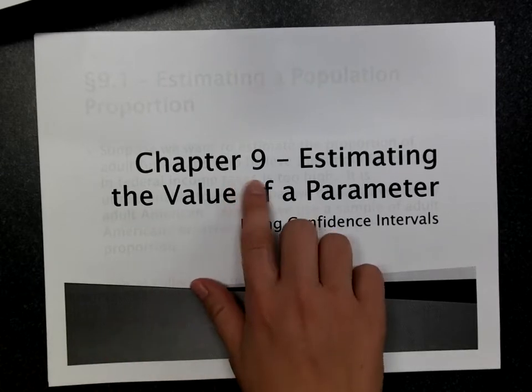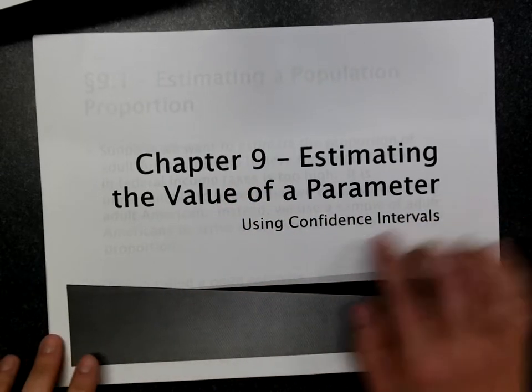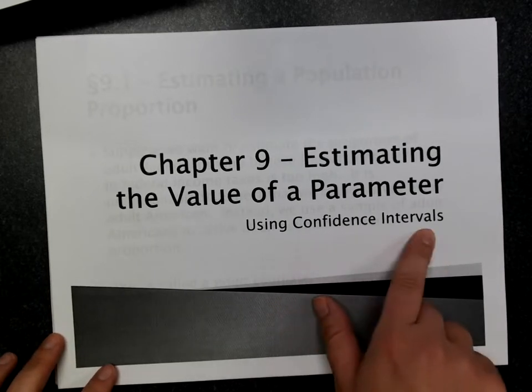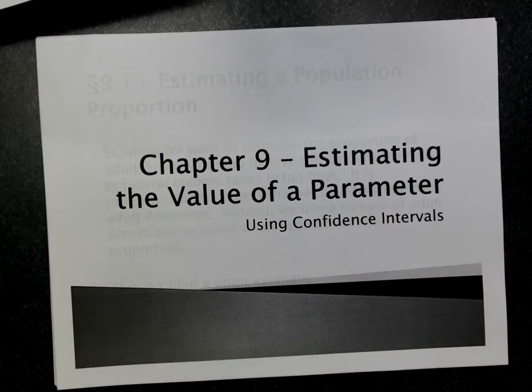This is Chapter 9, Estimating the Value of a Parameter, also known as confidence intervals. So I'll be referring to this chapter as the confidence interval chapter, and this textbook calls it Estimating the Value of a Parameter.